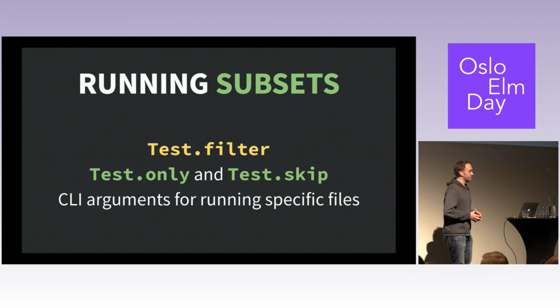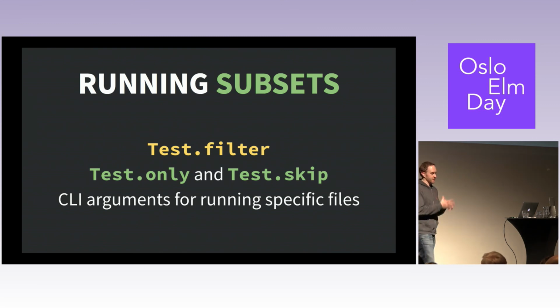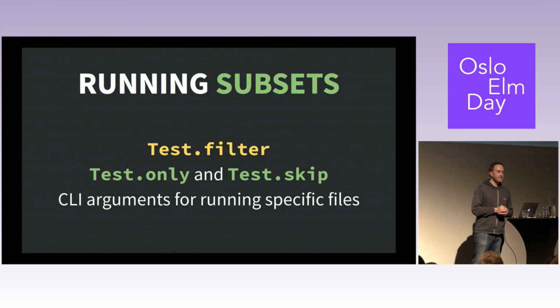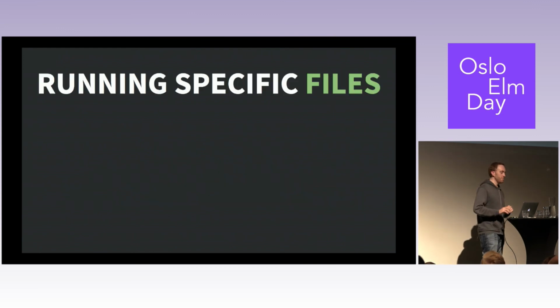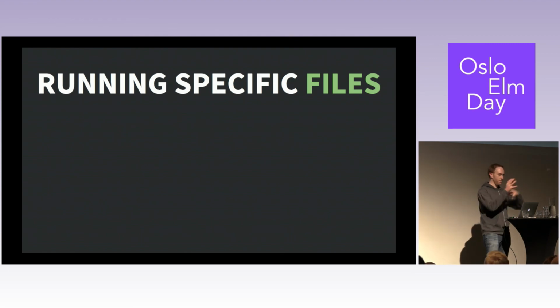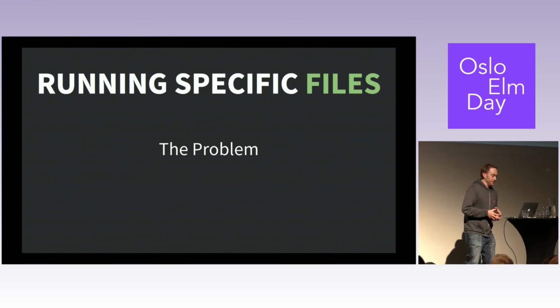And then the last piece was CLI arguments for running specific files. This is something that pretty much all CLIs have, where you say, I want to say elm-test, and then just give it a particular set of files, and it'll just run those files. This turns out to be pretty tricky, believe it or not. Running specific files is maybe easier if you're running them without having to do all this compilation ahead of time. But the problem was basically this.